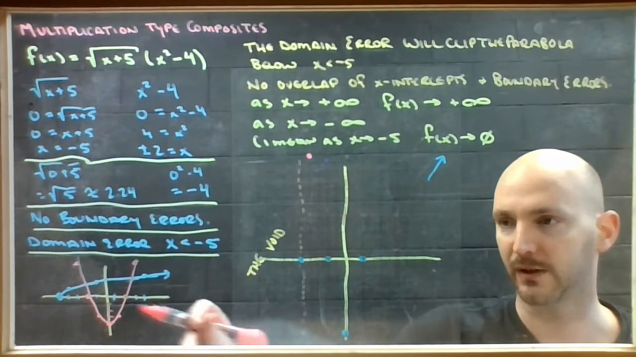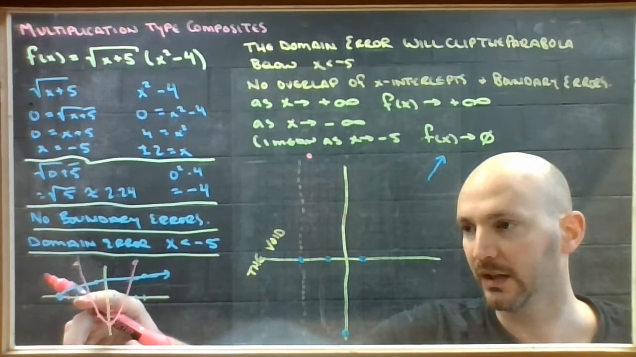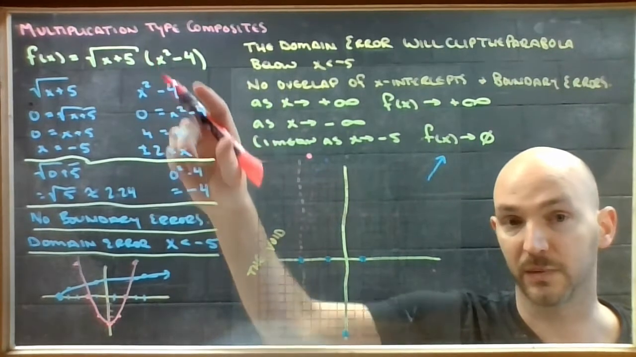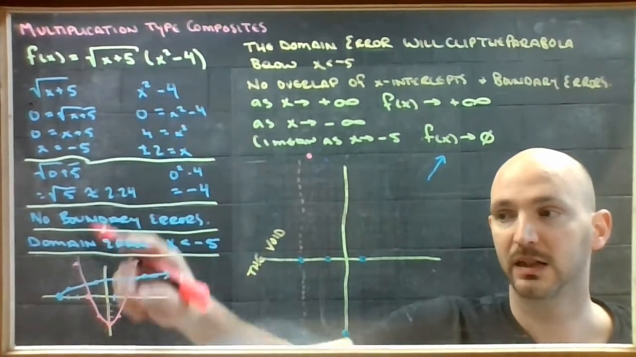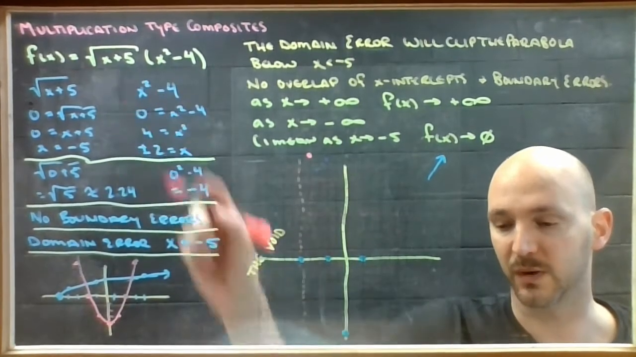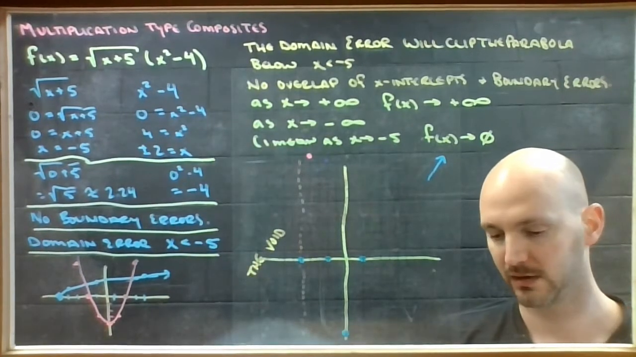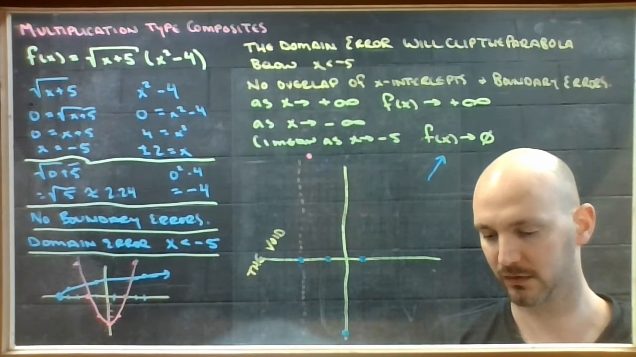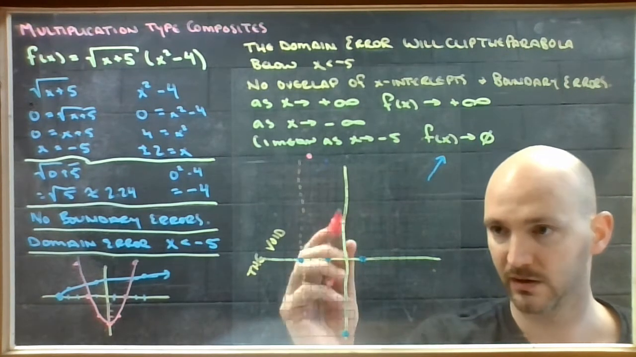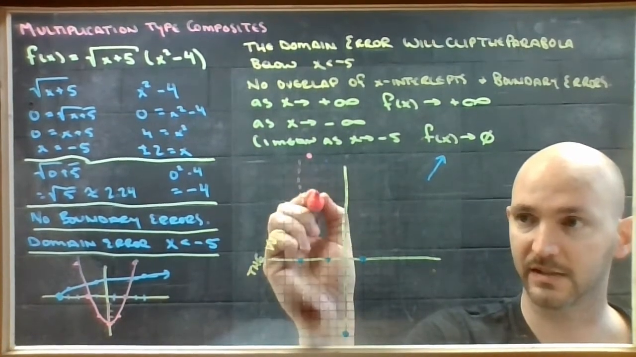Next place over, my parabola, 3 squared would be 9. 9 minus 4 would be 5. This is worth 5. And at -3, this would be worth the square root of 2. So the square root of 2 multiplied by 5, 5 root 2, gives me 7.07. So at -3, I should be at 7 and a bit.